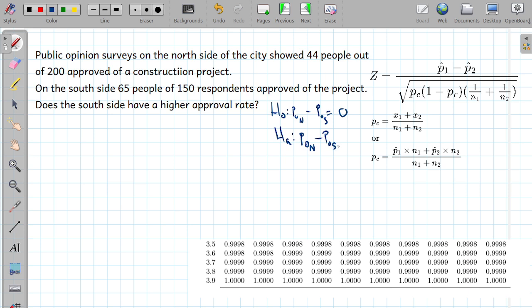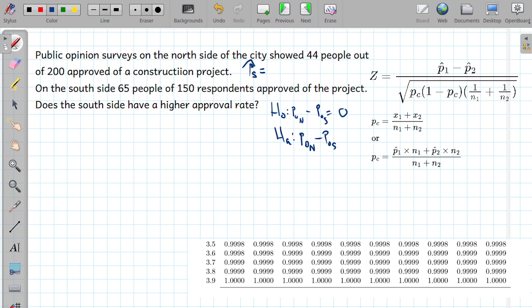Now you may think, oh wait, you've got to put a greater than sign in there, but no we don't. Remember, I'm asking, does the south side have a higher approval rate? Well, now this one might actually have made sense to switch those around. So we want to know, is the south side higher? Well, first off, we should probably find out what the p-hats are. See, sometimes you have to think about these things out of order.